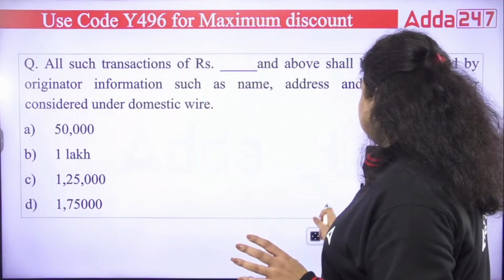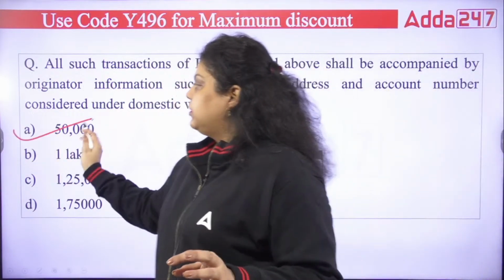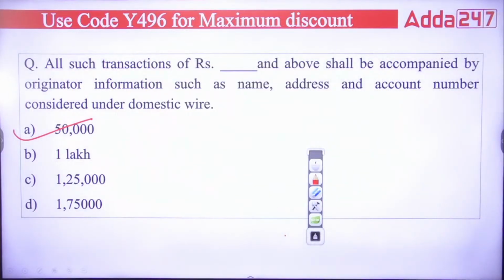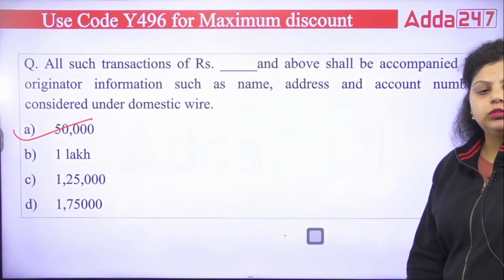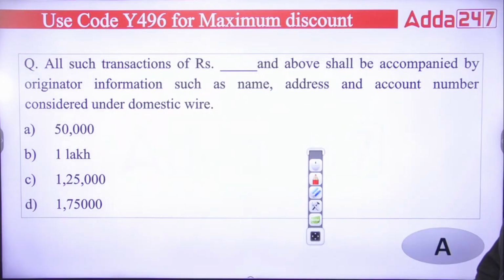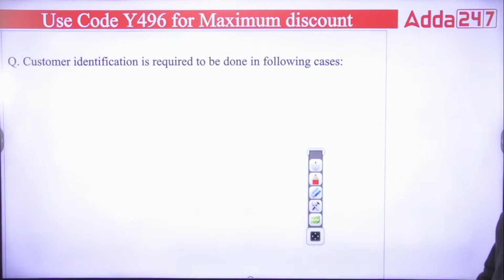So the right answer for this question will be 50,000 and above. If your amount is going above 50,000, then you have to have the information about the originator. You need to have the information about the originator. So the right answer will be your A option. These amounts are also important. These questions can be asked.